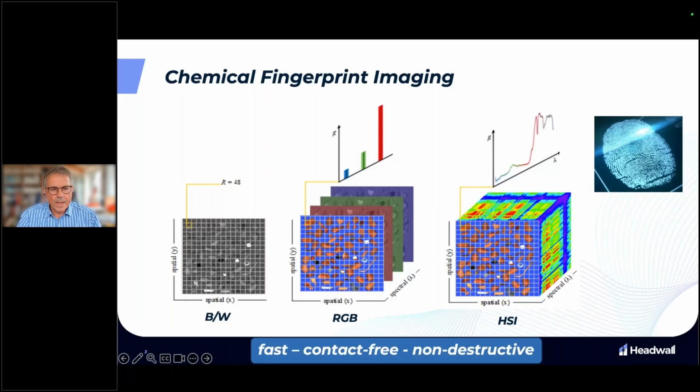Now, a good way to get into hyperspectral imaging is comparing it to traditional imaging technologies like a black and white image, which you certainly all know. In a black and white image, you get exactly one piece of information in every pixel, and that's the amount or intensity of the light. That already allows you to identify where the objects you're imaging are in that picture.